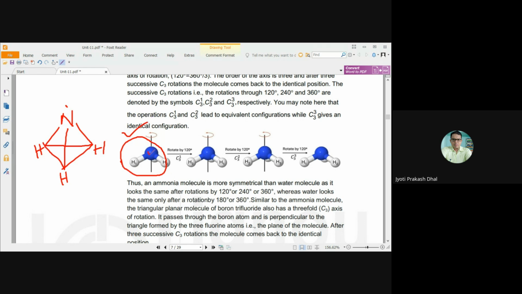The central atom, this is the nitrogen atom that is attached to three hydrogen atoms: H1, then the second one is H2, and the third one, which is not visible to us, the backside hydrogen atom, that is called H3. Now, if we rotate the molecule by 120 degrees, you will observe that H2 will move to the position of H3.